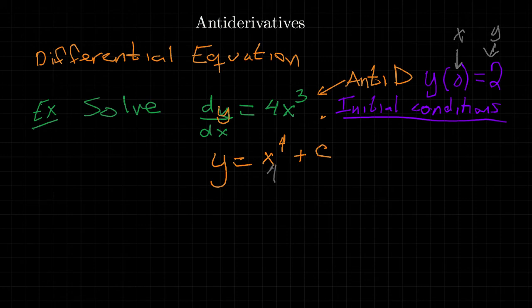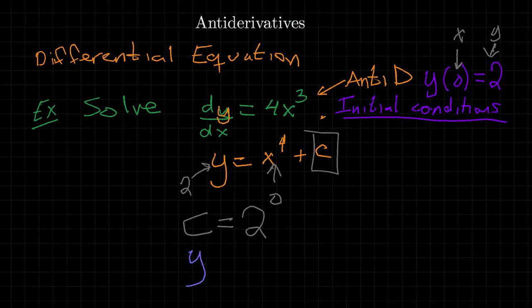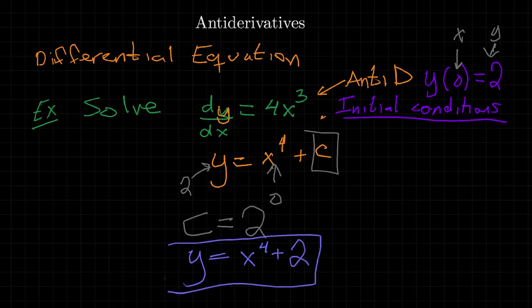Well, plug them in and you'll see that what this allows you to do is to solve for c. So that c, that constant that at first was just any constant, is actually in this case a very specific number. It's the number 2. And so your solution then in this case is y equals x to the fourth plus 2. That's the solution to this differential equation right here. It's an actual function.